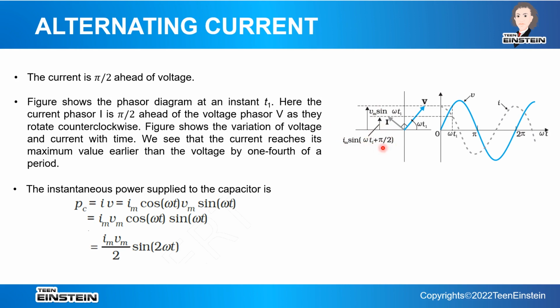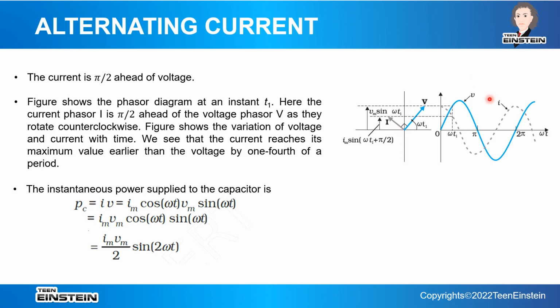Why is there a pi by 2? Because we derived it. There is a pi by 2 because we had cos omega t, so we substituted omega t plus pi by 2. So what does it mean? Here V equal to Vm sine omega t, and here it is Im sine omega t plus pi by 2. So the current is pi by 2 ahead of the voltage. So the phase of the current, if you look at this diagram itself, this is omega t1, that is the phase phi, but the current is 90 degrees ahead of this.